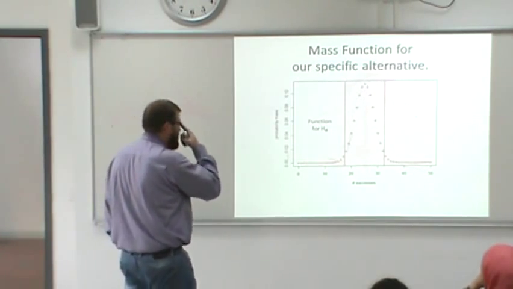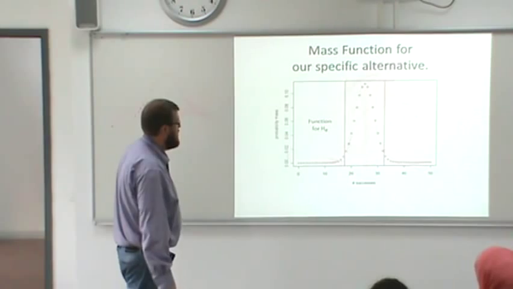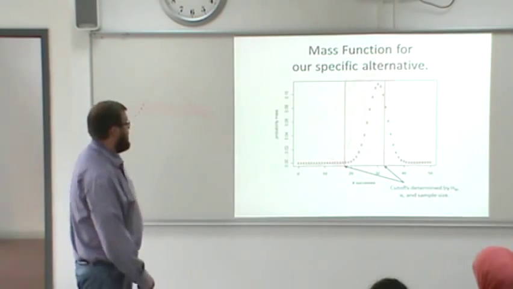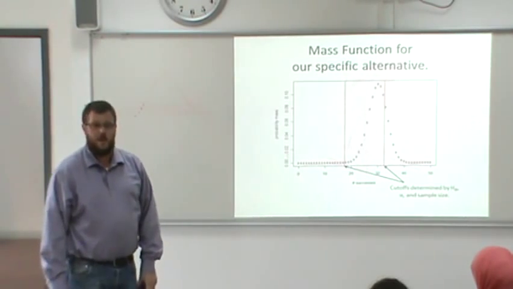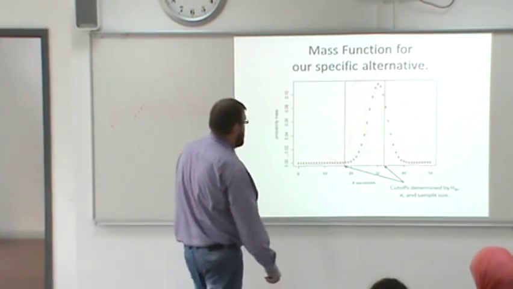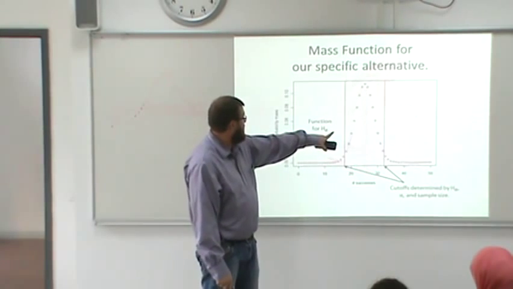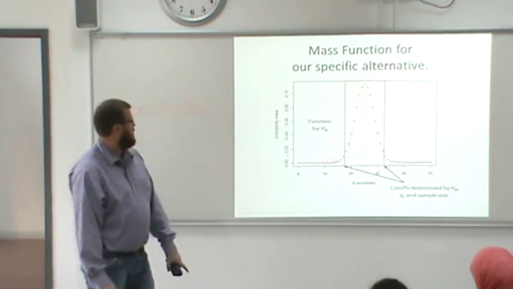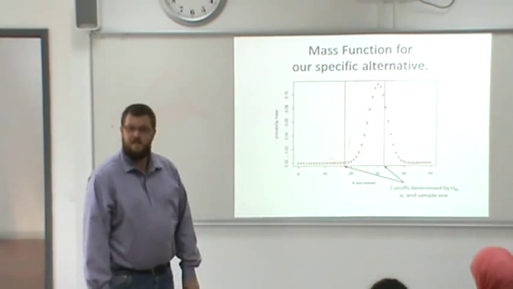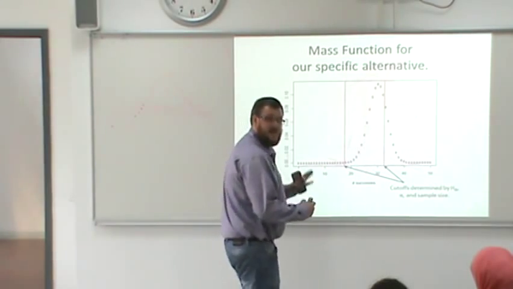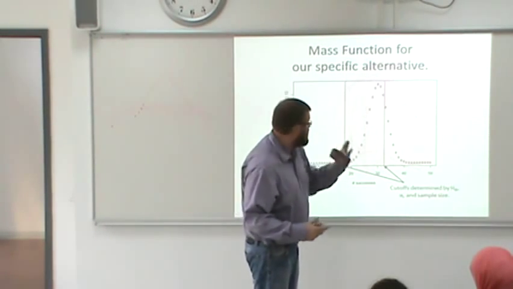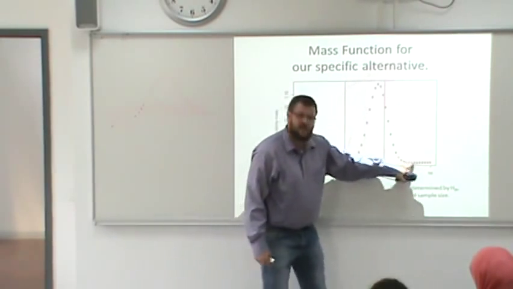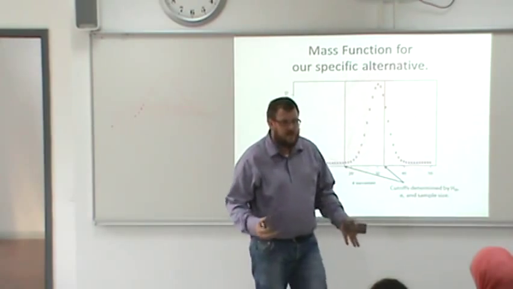Now, what we're saying is that we have a specific alternative hypothesis. So now let's compute the mass function for our specific alternative. That's this. So, the mass function for probability 0.5 is like this. For 0.6, it's like that. What's happening? It's not symmetric anymore, right? This tail is a lot longer than this tail is, right? So it's not symmetric anymore.